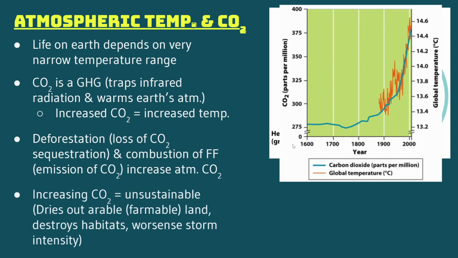Why is this a problem? It is not sustainable to live on an Earth that's rapidly increasing carbon dioxide and rapidly increasing atmospheric temperature. Why? Because it dries out agricultural land, it can deplete further our groundwater sources as we're having to overdraw from those to support agriculture. It destroys habitats, so it's going to eliminate biodiversity, which we depend on for a whole host of benefits, and it's also going to worsen storm intensity. This means we are going to see increased heat waves, increased hurricane strength, increased drought severity, and all of these things are unsustainable to the way that we currently live on Earth.